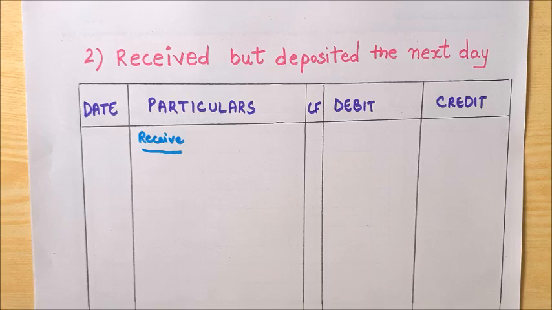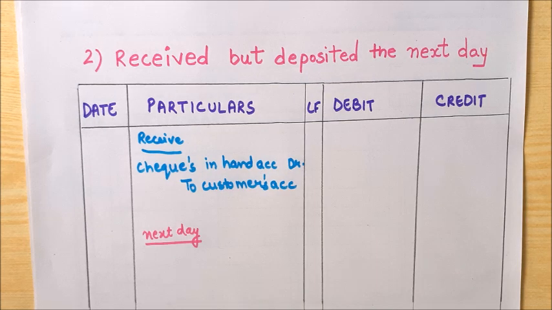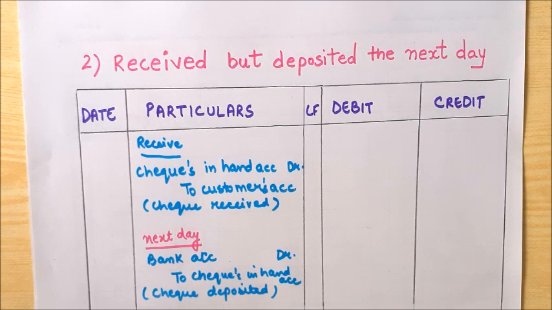The second entry is when you receive the check but you deposit the check the next day. So, when you receive the check, you will pass the entry as check in hand account debited to customer's account, since customer is giving. On the very next day, you need to pass the entry. So, bank account debited to check in hand account. It is no longer in use, and you will write the narration as check deposited on the very next day.